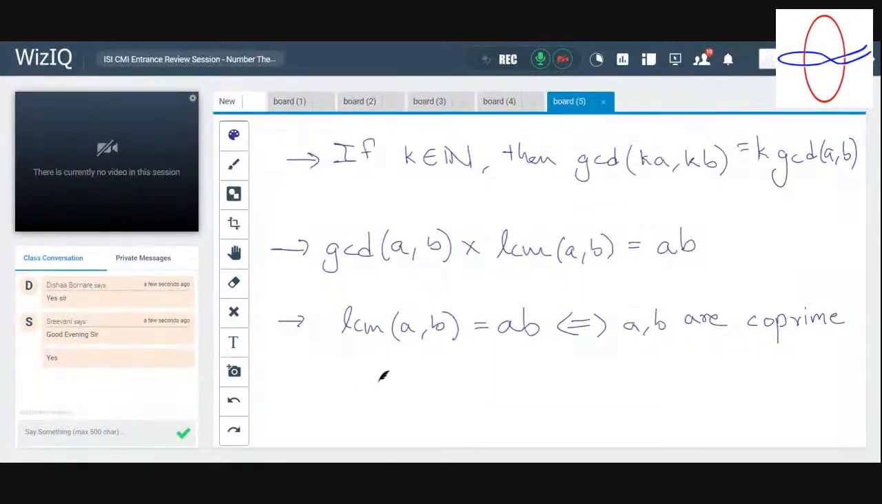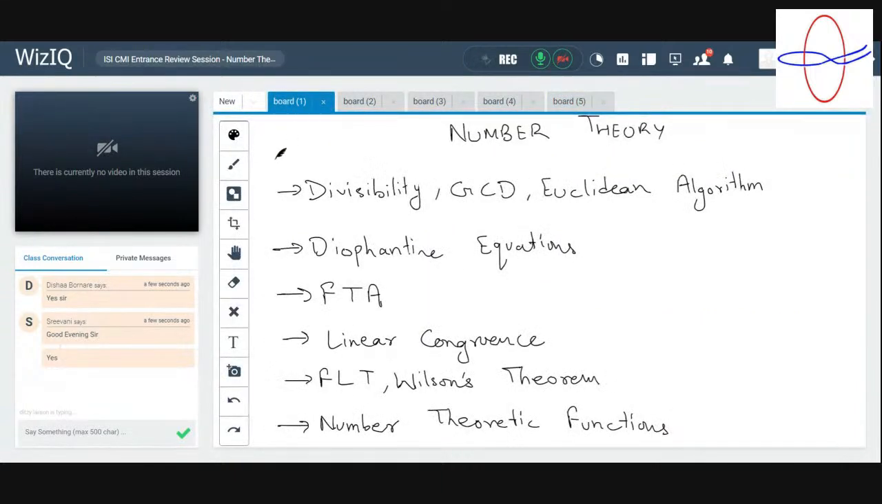Now that covers these three things. Now we move on to Diophantine equations.